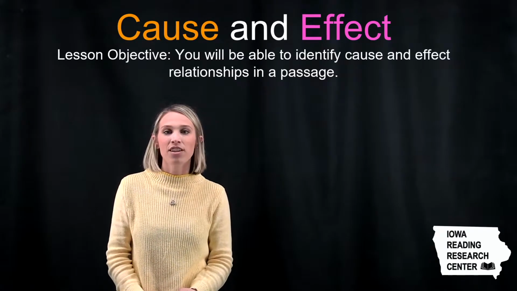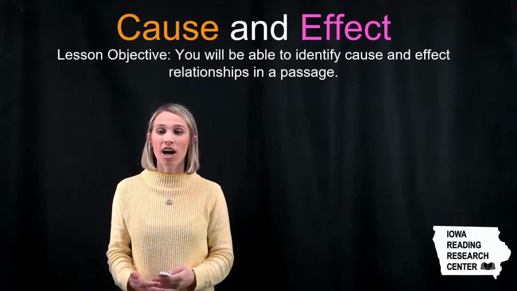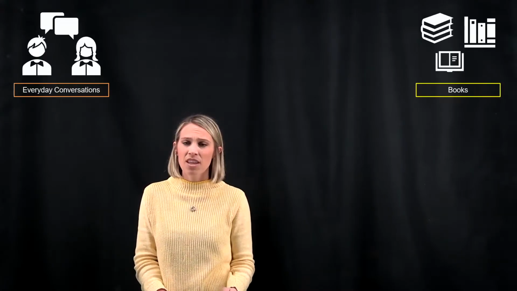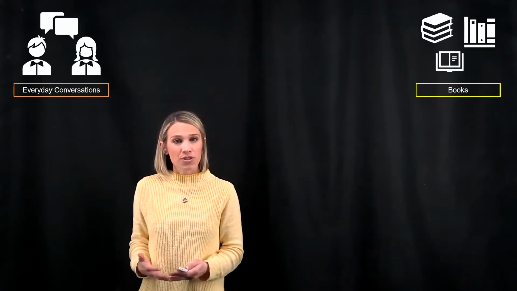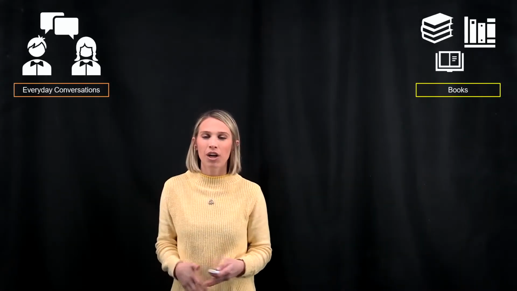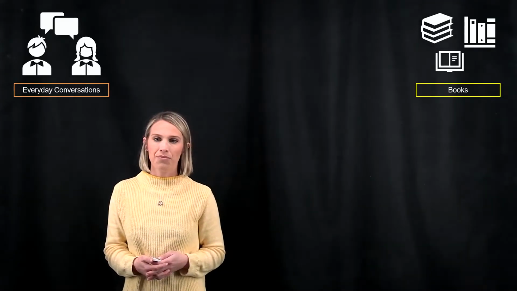Lesson objective: you will be able to identify cause and effect relationships in a passage. We use cause and effect relationships during everyday conversations. Anytime we explain the relationship between an event that happens and another event that caused it to happen, we are using cause and effect. Similarly, authors use cause and effect relationships in stories we read to explain what events occur and reasons why events occur.